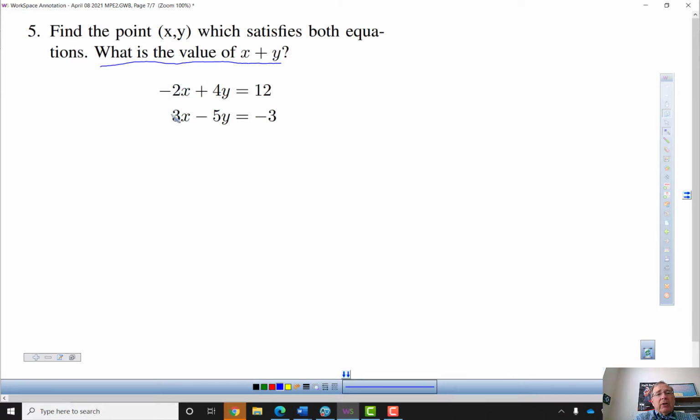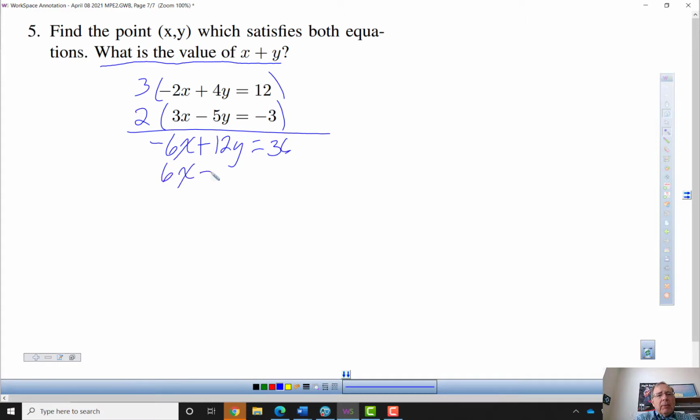I key on the negative 2x and the positive 3x, so I'm going to multiply this whole equation by 3, multiply this whole equation by 2, just rewrite the entire set of equations. So this is going to give me negative 6x plus 12y equals 36, positive 6x minus 10y equals negative 6. I'm then going to add the two equations together, eliminating the x's, so that's 2y equals 30, so y equals 15.